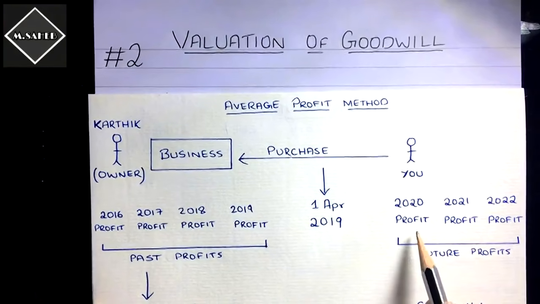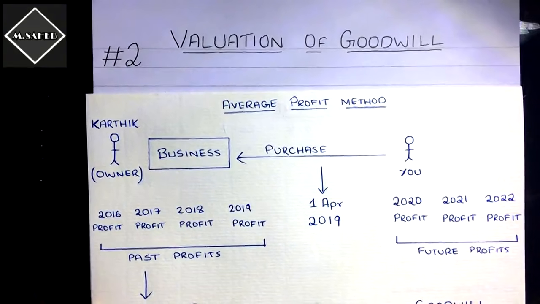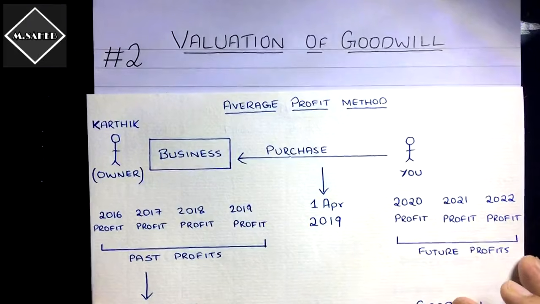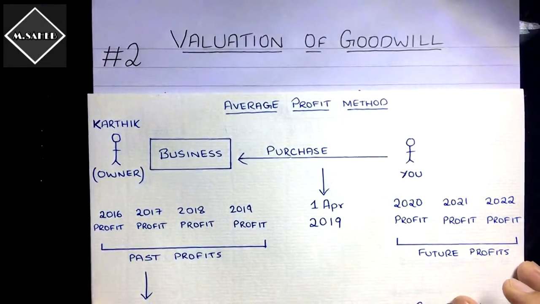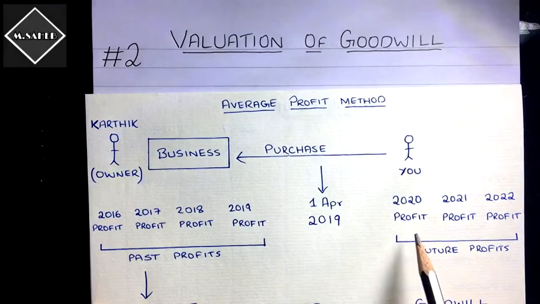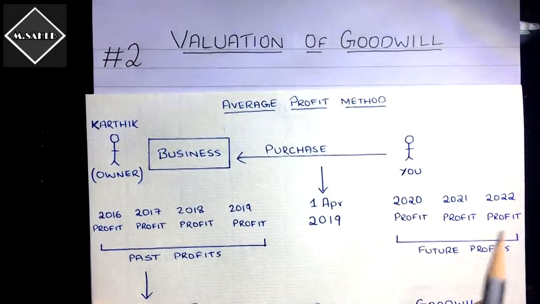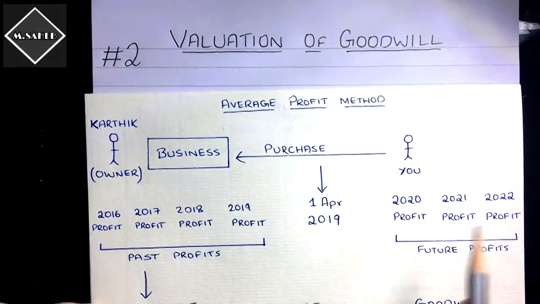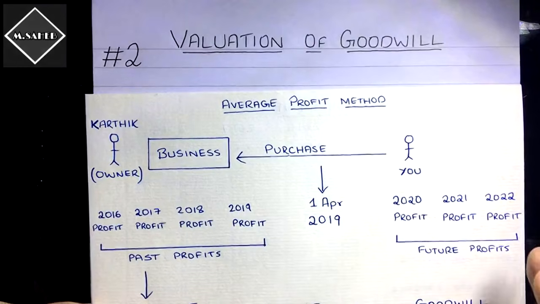But can you say that you will be making the same profits indefinitely, for unlimited years? No, you cannot say that. Why? Because the market is so dynamic. Anything can happen in the business environment. There can be new competition, there can be a change in government policy. Your business may be demolished due to some government project. Anything can happen. So you cannot assume that you will be making profits indefinitely in the future.